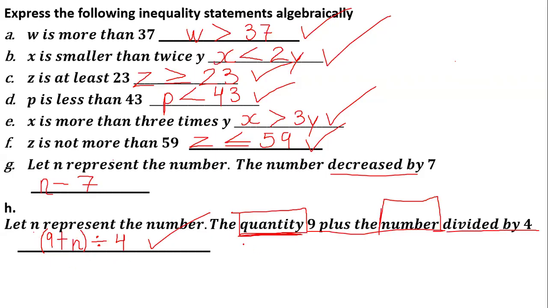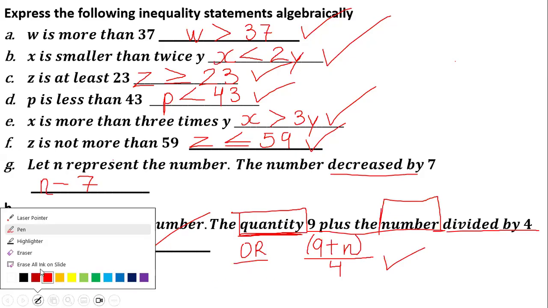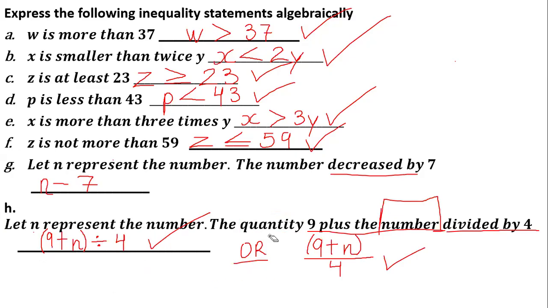Or you could write it like this. You could say this another way. You could say 9 plus n, all over 4, and you put your brackets. And that's the one I have. And then you're good. All right. So both ways are correct. Did anyone else get this? I got it.